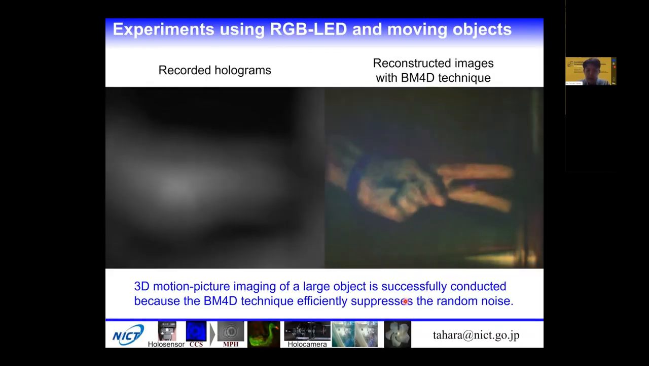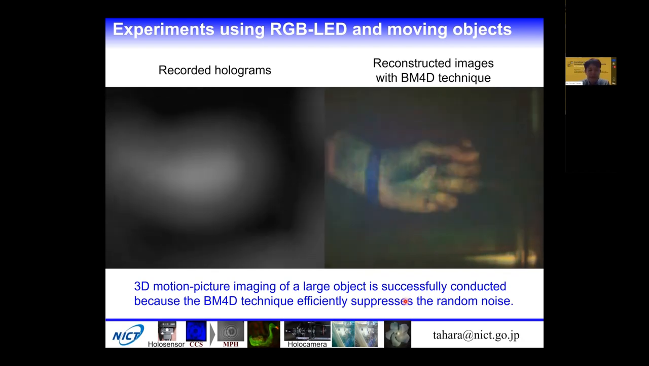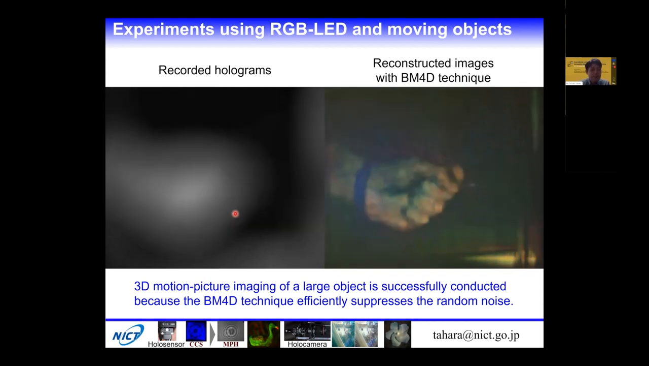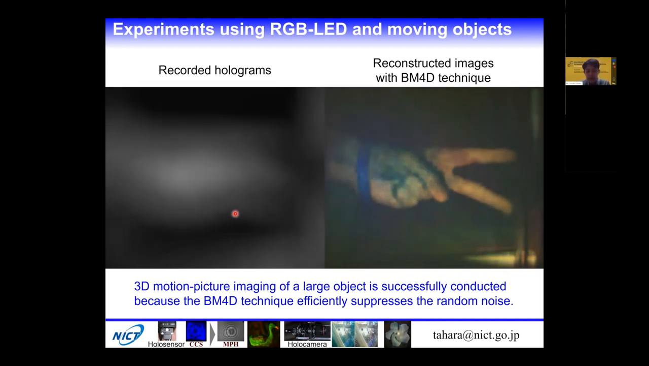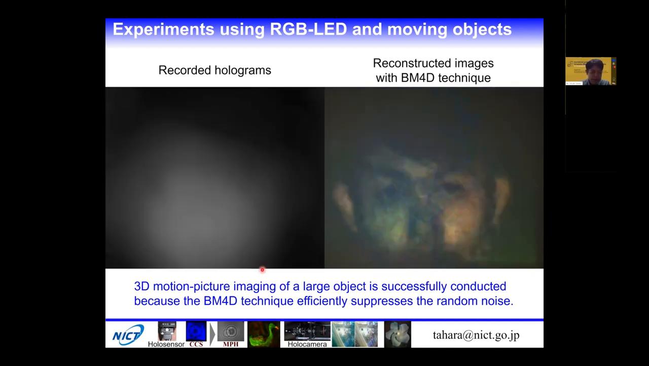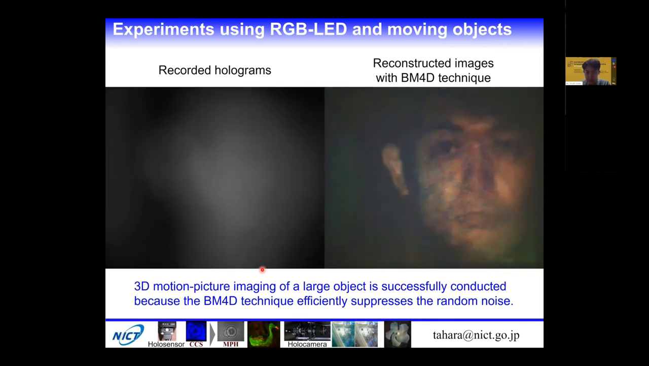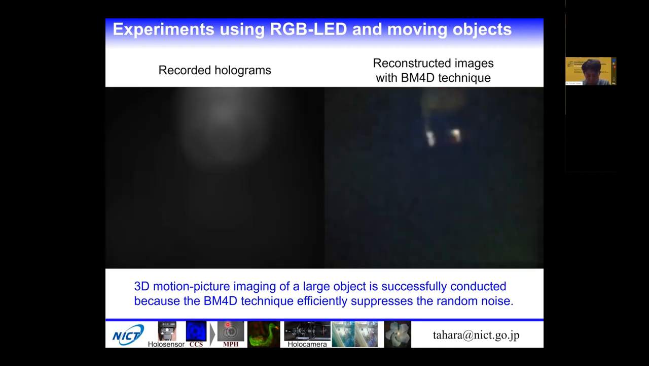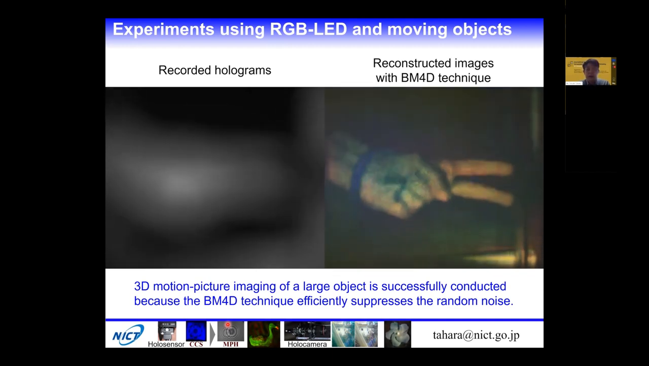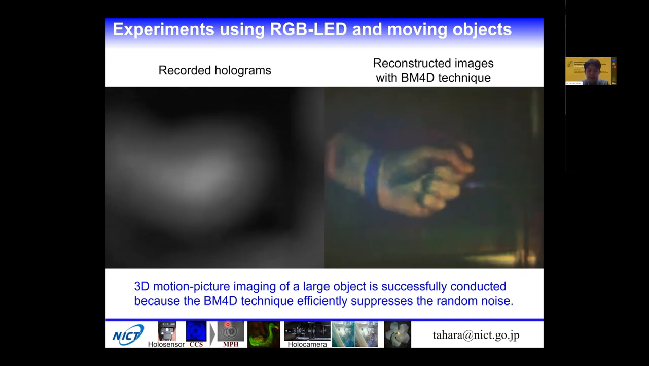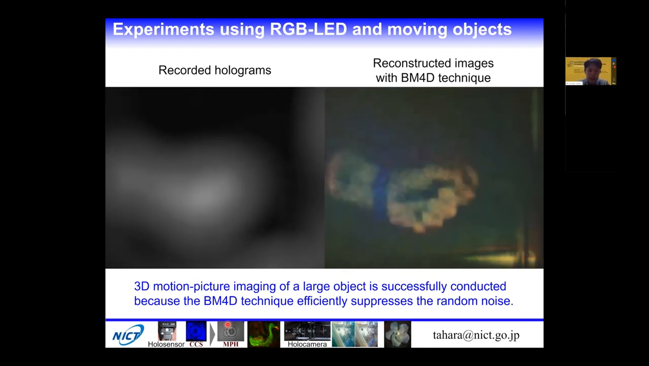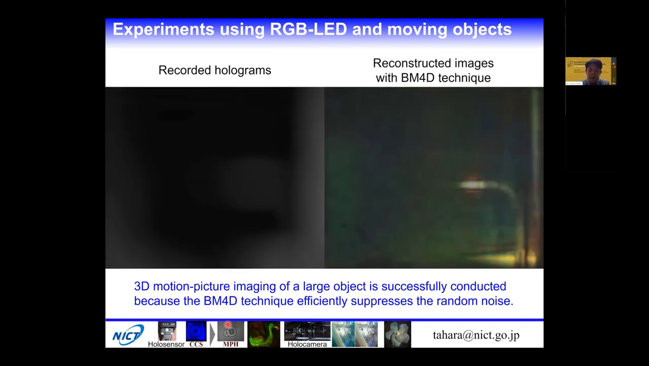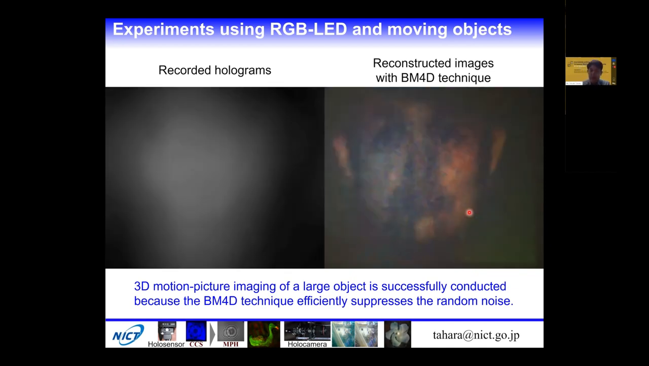Then we have obtained the motion picture holograms of me. This slide shows the experimental demonstration of the holograms of my hands and my face. 3D motion picture imaging of a large object is difficult because of the low signal-to-noise ratio of the hologram. However, by applying BM4D, which is one of the sparse modeling techniques, one of the compressive sensing techniques is applied, and then noise information is effectively removed. One of the co-authors, Professor Nakamura, has applied this to the reconstructed motion picture images, and random image noise has been successfully removed.